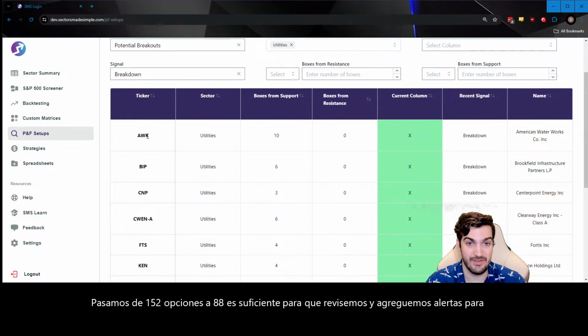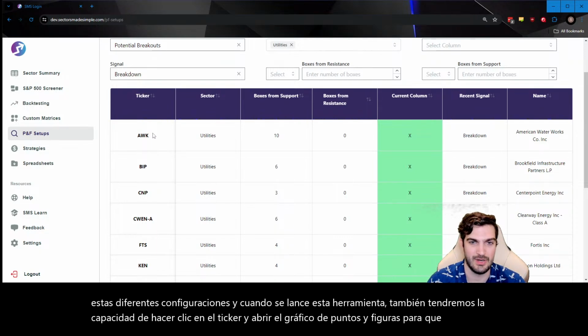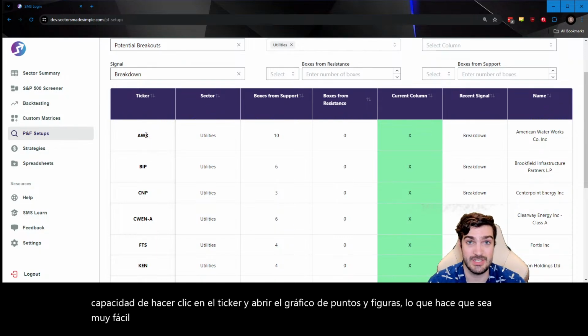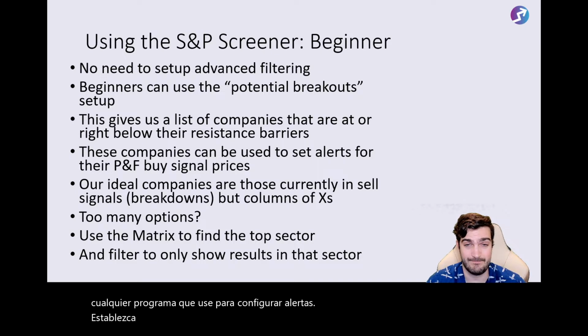And when this tool releases, we will also have the ability to click on the ticker and open up the point and figure chart for it, making it super easy to look at this list, click on the ticker and find that buy price, and then using whatever program you use for setting alerts, set the alerts.